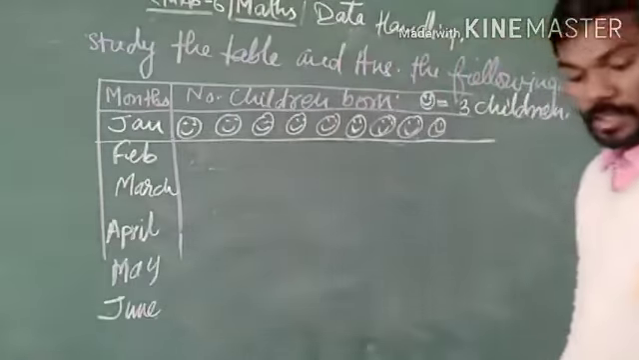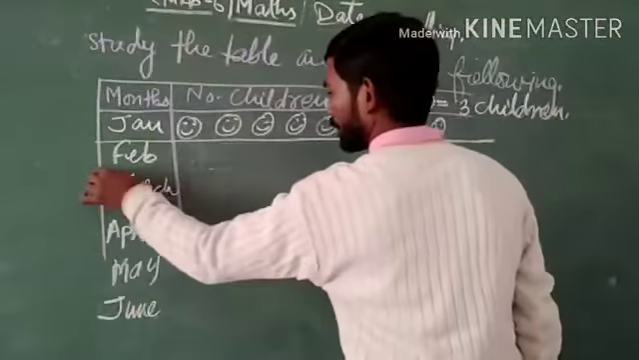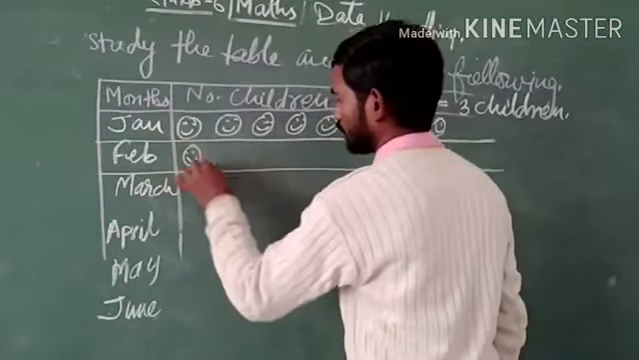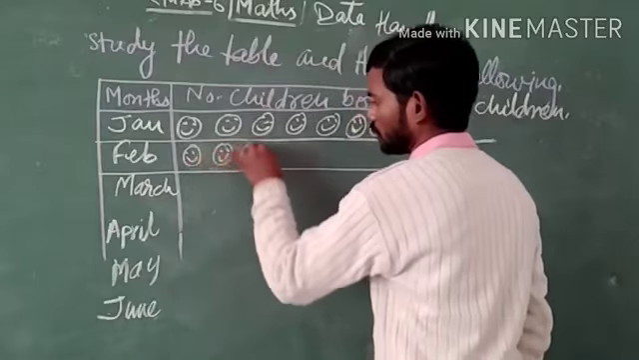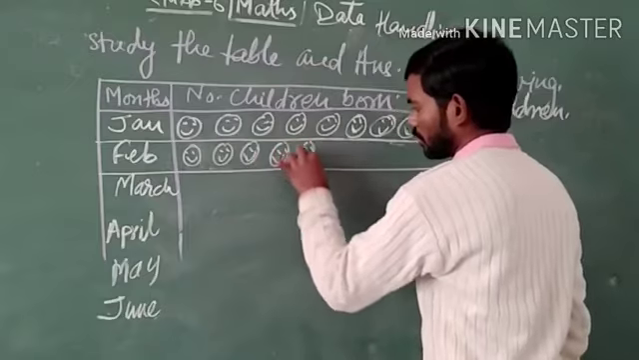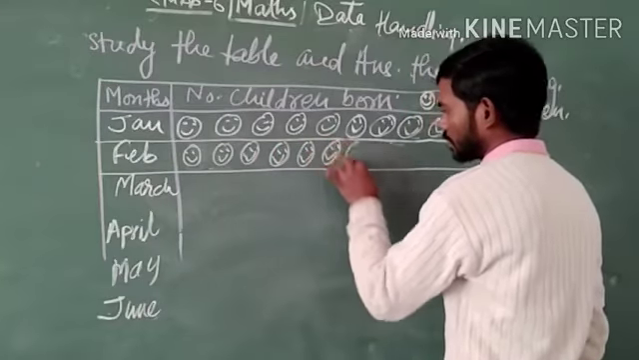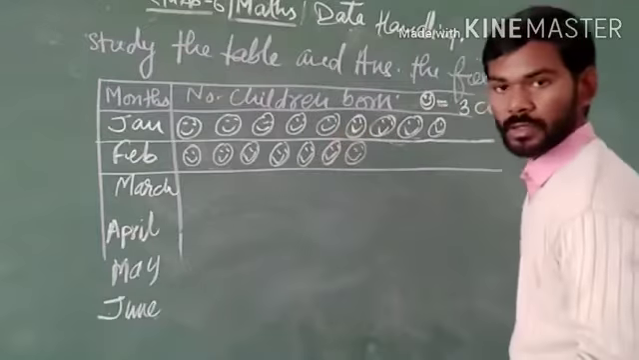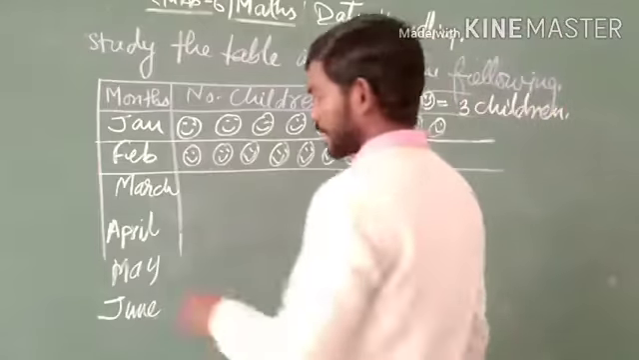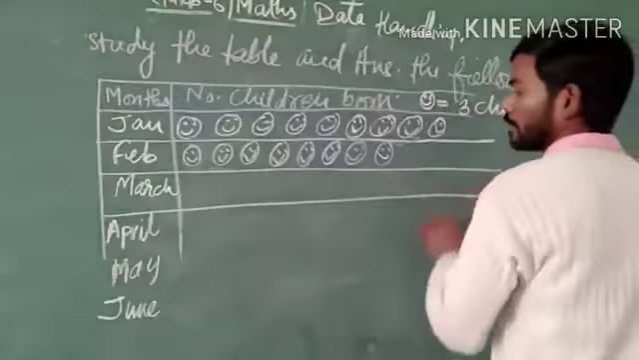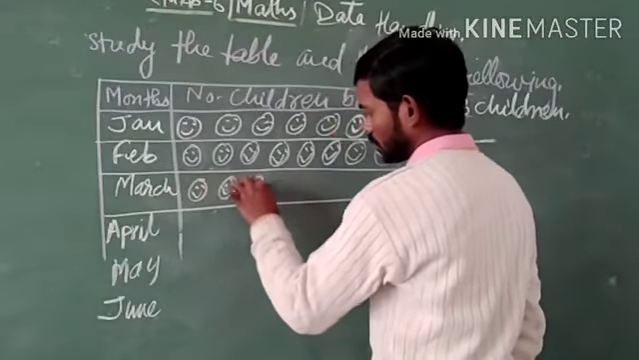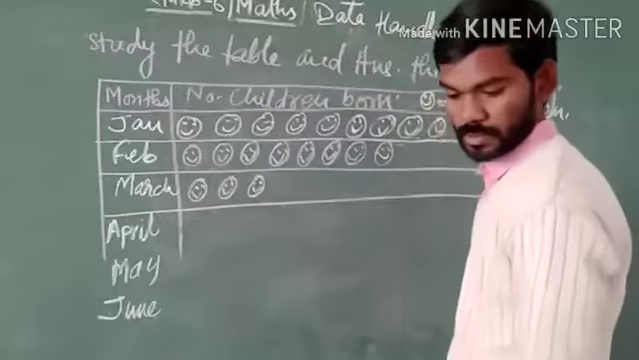Similarly, in February the number of children born is 1, 2, 3, 4, 5, 6, 7, and 8. Similarly, in the month of March it is 1, 2, 3, only 3.